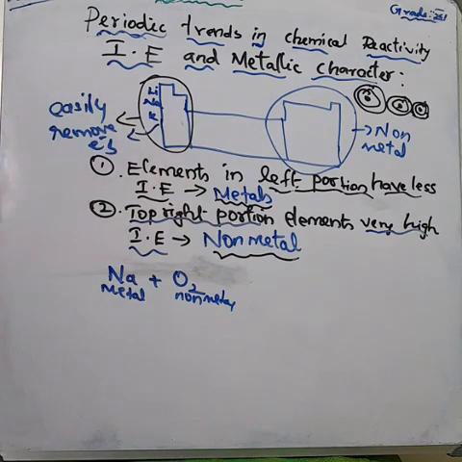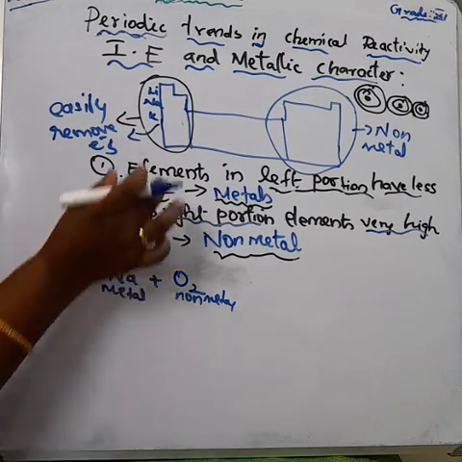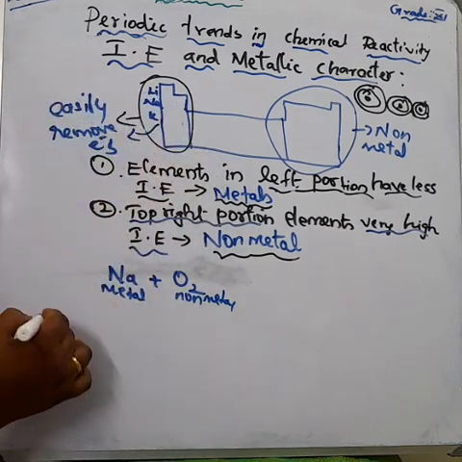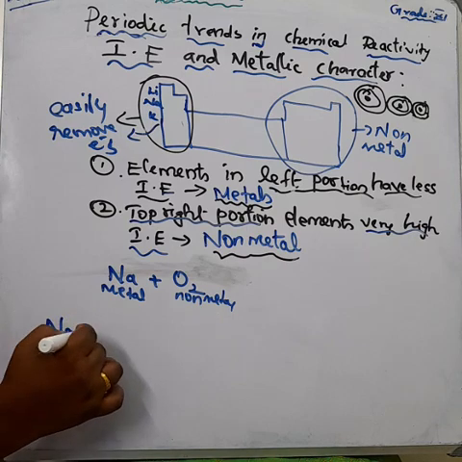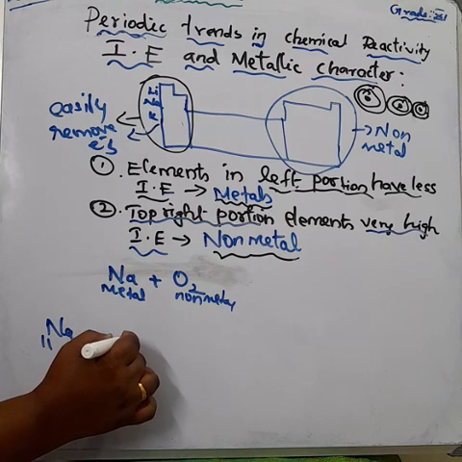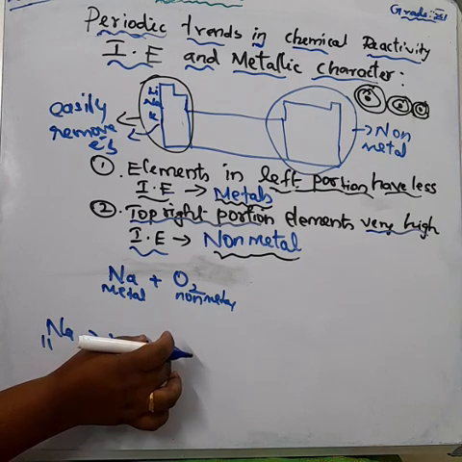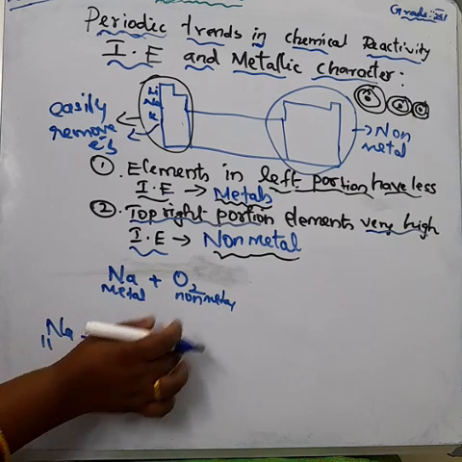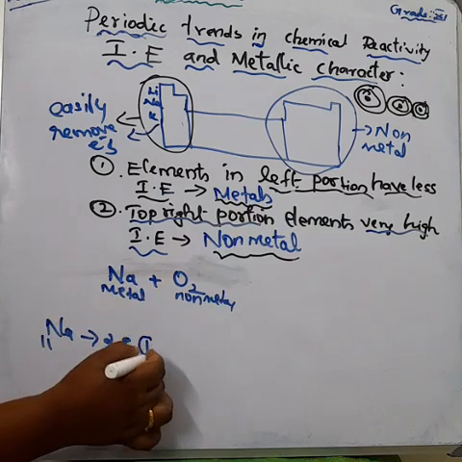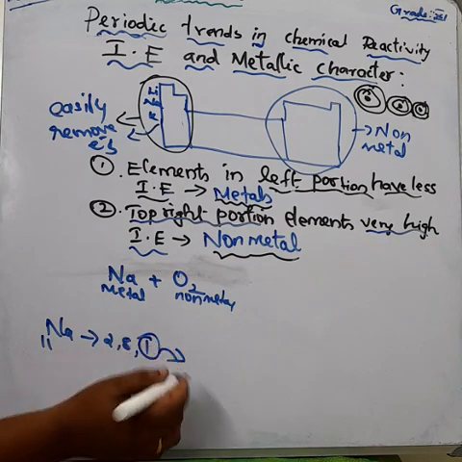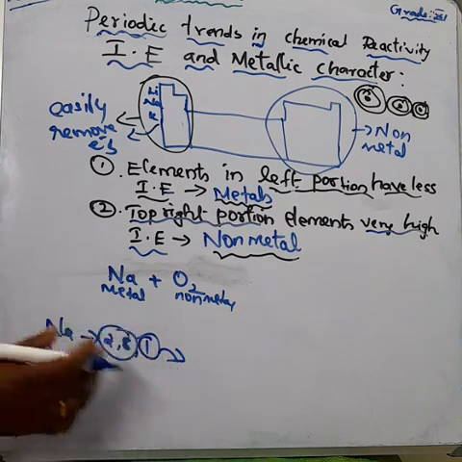Another reason: what is the electronic configuration of the sodium atom? Sodium has atomic number 11, electronic configuration 2, 8, 1. Only one electron is present in the outermost shell, so it can easily remove this one electron to get a stable electronic configuration. So the sodium atom is a metal.